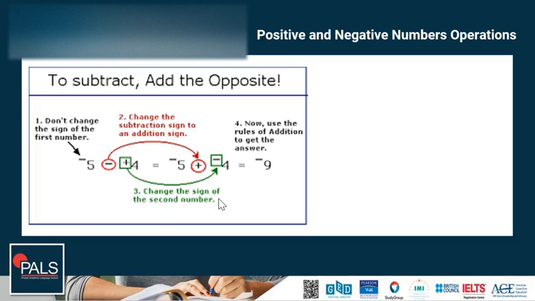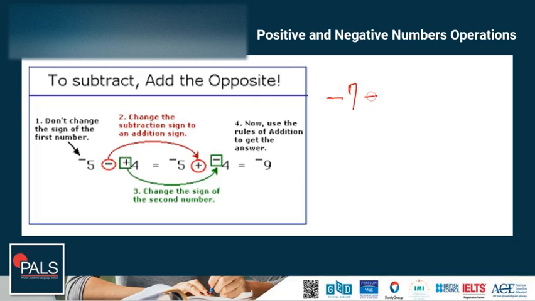Third, change the sign of the second number. The sign of the second number is plus, because it's positive 4. It should change to negative. Then the fourth one, now use the rules of addition to get the answer. So negative 5 plus negative 4 is negative 9.